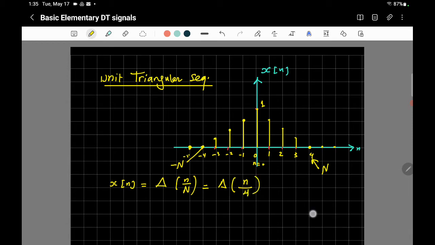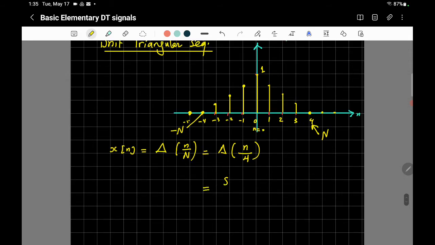All right. And if you would like to write mathematically, the expression will be 1 minus n over n, that's when n is less than n.